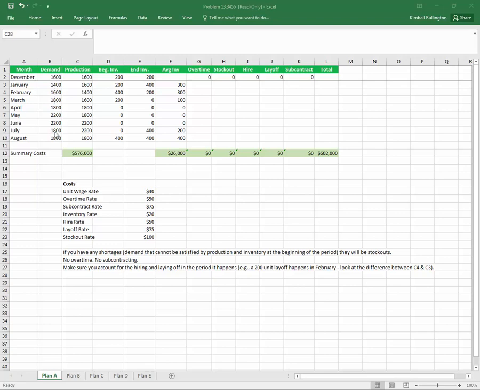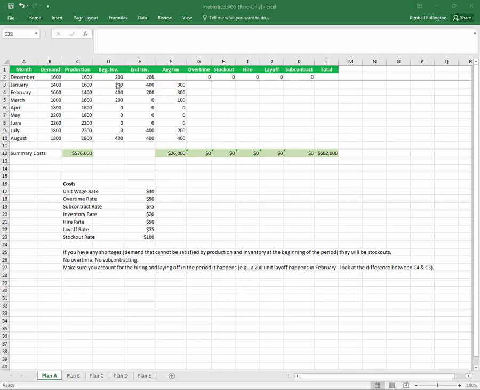We have the demand. That's how much we anticipate customers will want to take away. Let's just imagine that we're selling a pen, a writing instrument, and this is the demand for each month. Then we have the production that we're forecasted for each month. So this is how many we're actually going to be producing during the month.